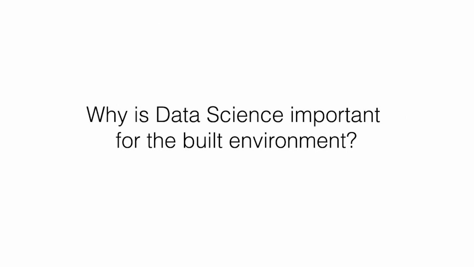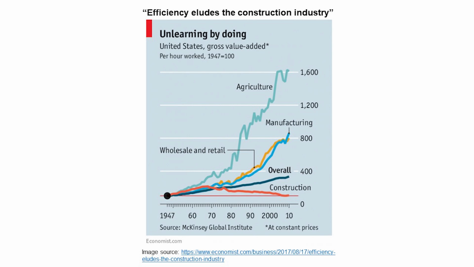Why is data science important for the built environment? Well, our field has some big challenges when it comes to time efficiency. This graphic is from an article in The Economist magazine that focuses on how the value created per hour worked in various industrial sectors has changed over the last 50 years. It shows that the efficiency of agriculture, manufacturing, and retail industries has skyrocketed, while the construction industry peaked in the late 60s and has gone down ever since, back to its baseline in 1947.